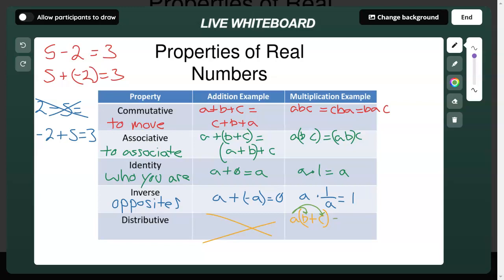So this ends up being the same as A times B plus A times C. It doesn't matter if the A is in the front or in the back. So I could have the quantity B plus C with the factor of A on the outside, and I'm still going to distribute to both of those and get the same solution, AB plus AC.